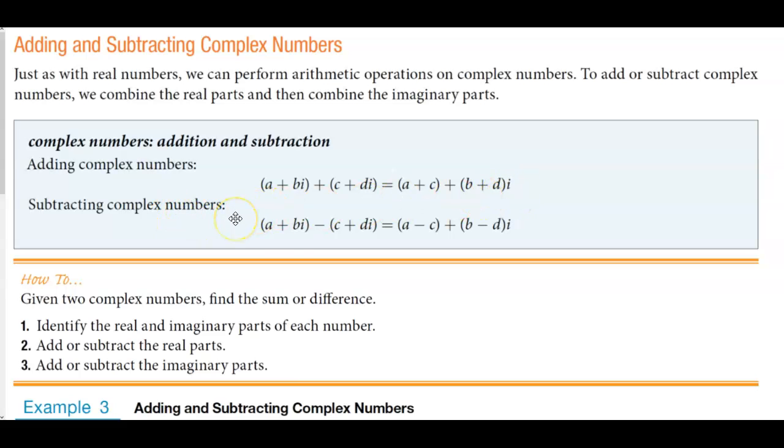When we subtract complex numbers, we have a plus bi minus c plus di. We've got to make sure that we distribute this sign, so we end up getting a minus c here for the real numbers, plus we get b minus d i.